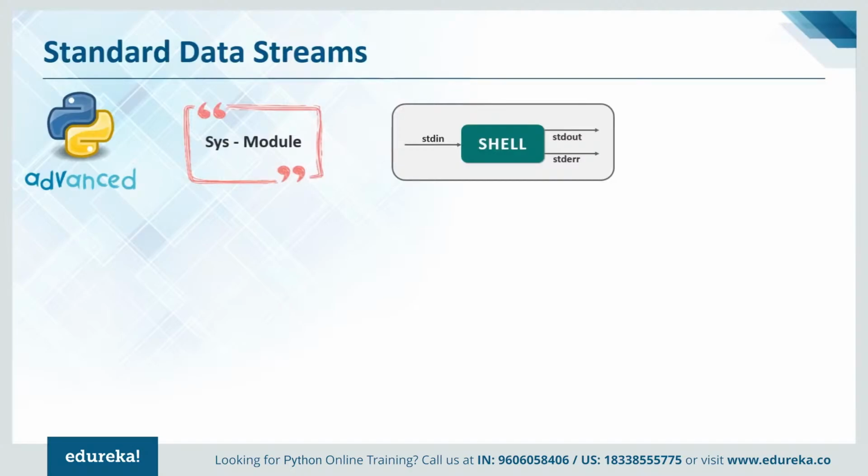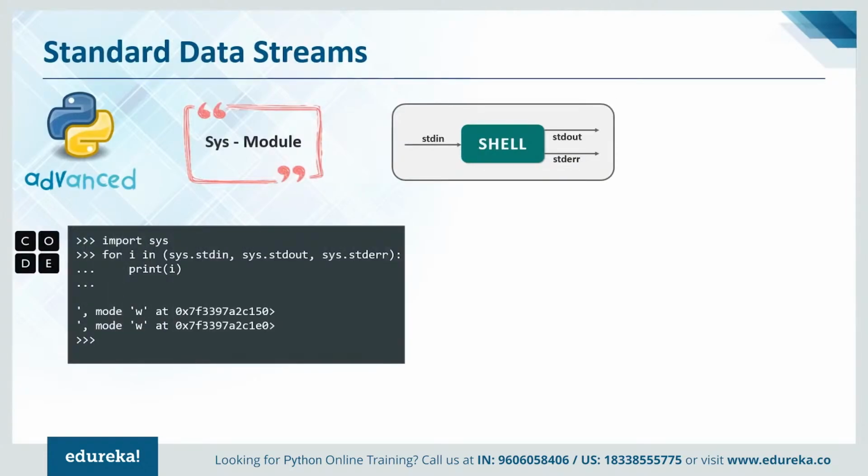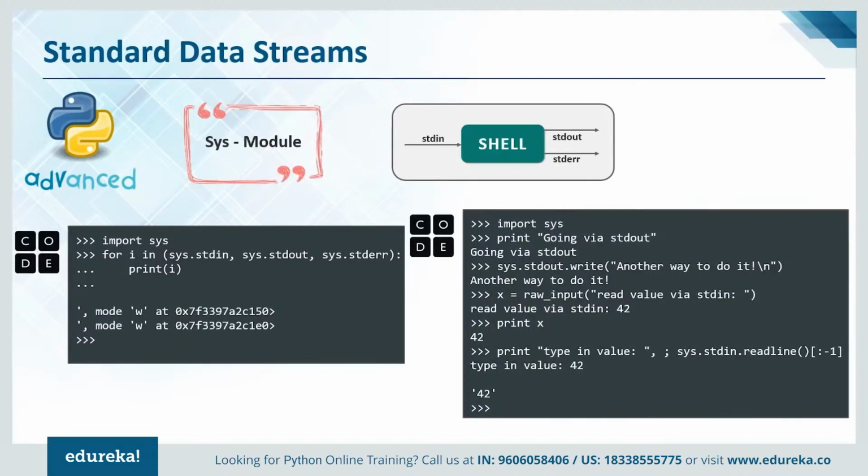So standard input accepts something from the keyboard, pretty straightforward. Standard output and standard error display some error or a message for you, right? So it obviously goes to the terminal or the window in which you're working. These streams can be accessed from Python via the objects of the sys module with the same names. Basically, we'll be using sys.stdin, sys.stdout, and sys.stderr. Pretty simple, right? This next example illustrates the use of standard data streams. So we have imported sys and we're printing, going via stdout. Then we have stdout.write. It says another way to do it. Again, print it. Then we have x is equal to raw_input.